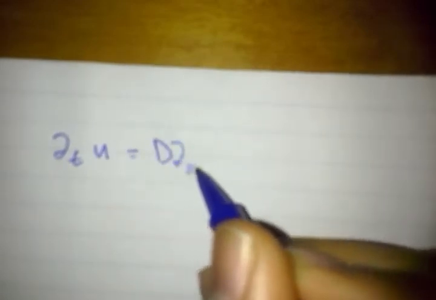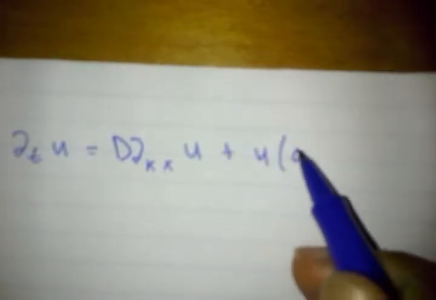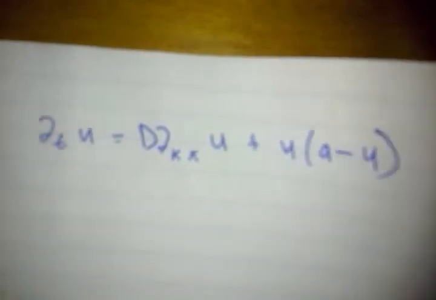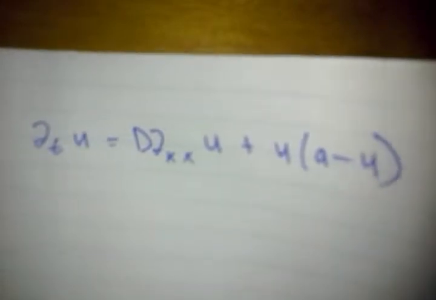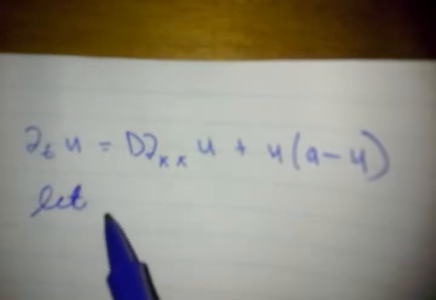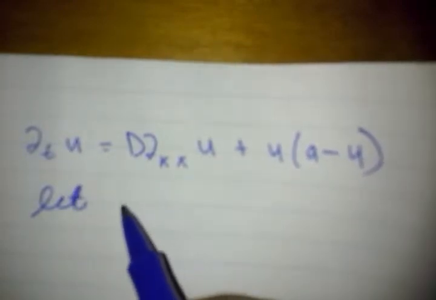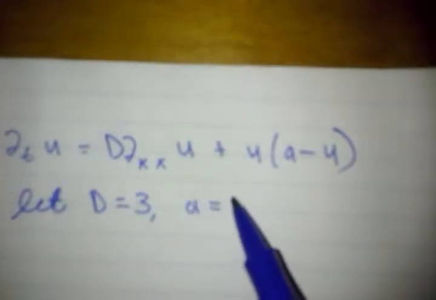So the type of problem that I'm going to do is, can it be seen? The time derivative of u is equal to some diffusion constant times the diffusion term plus u times some constant, times the quantity of that. I feel like this can best be discussed in the context of an actual problem. So let D be 3, and then A be 2.